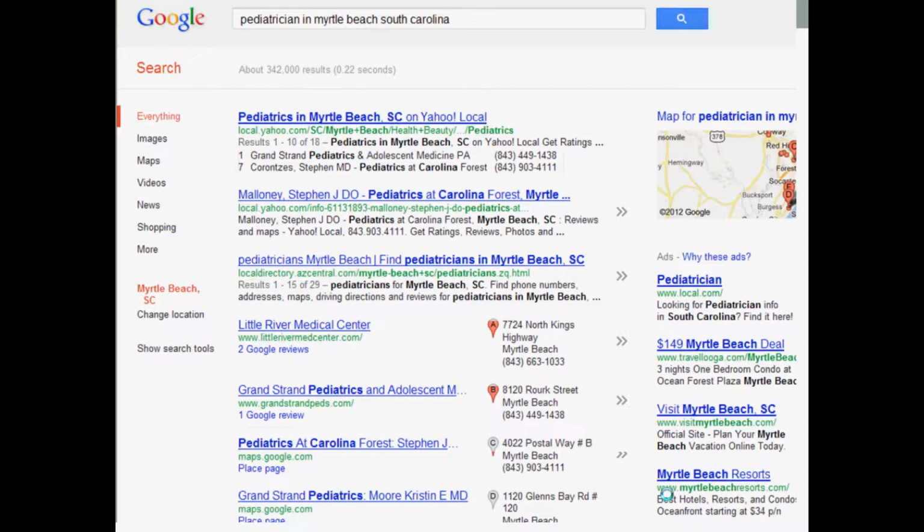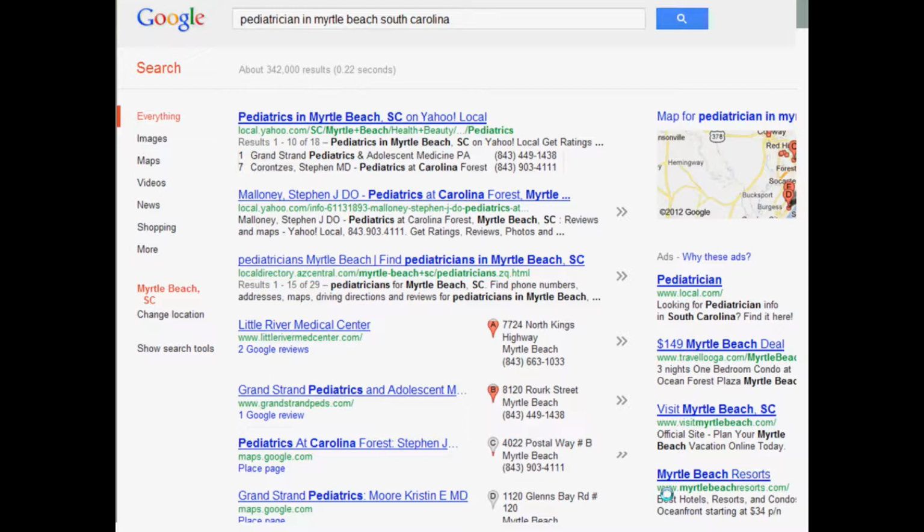And then the third and final results on a Google search results page is called Google Places. And it starts with Little River Medical Center here. And the way you can tell it's a Google Places listing is because it's got these little flags that correspond to the location on the map. And so you've probably all seen these in Google search results. So this is Google's answer to the yellow pages. In this case, we're searching for pediatrician in Myrtle Beach. If your practice is located in Myrtle Beach, then you have a right to go to Google for free and claim your places page. Essentially, claim your place in their yellow pages.